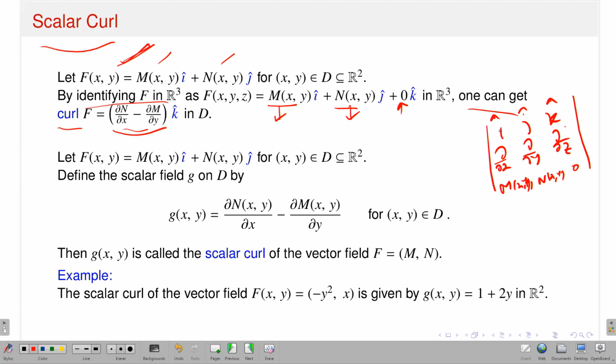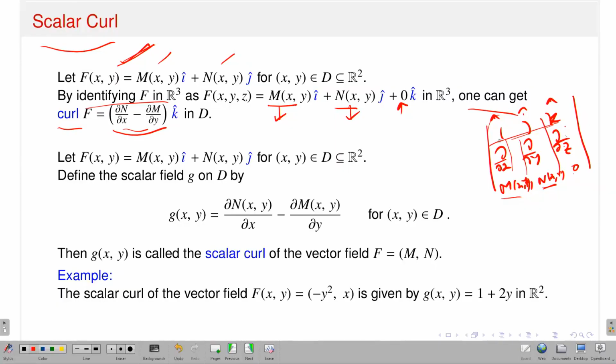Now, what will happen? There will be no coefficient of i cap. Why? Because for i cap, del y of 0 is 0, and del z of N(x,y): capital N is a function of x and y, so there is no variable in z, and therefore this derivative is also 0. So there is no contribution in i cap. What will happen in j cap? Same thing. Del x of 0 is 0, and del z of capital M(x,y), again a function of x and y with no variable in z, so this is 0. So only k cap will survive, which is nothing but del N del x minus del M del y, which is what I have written.